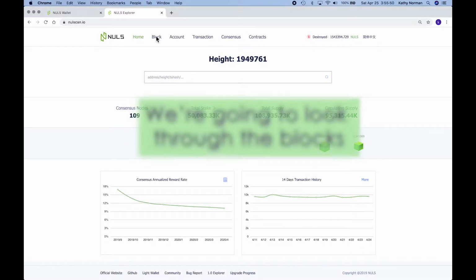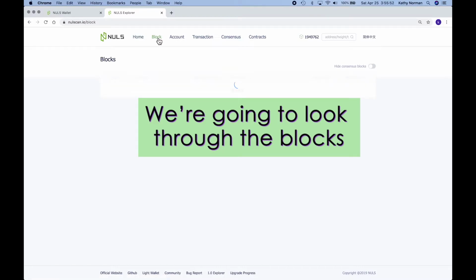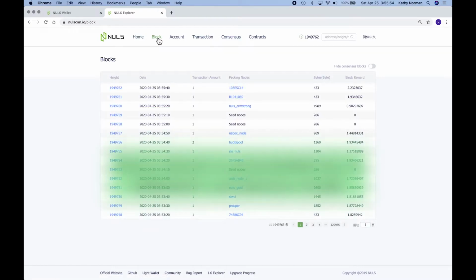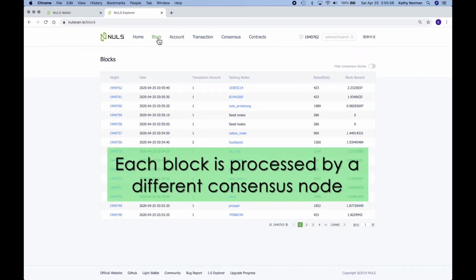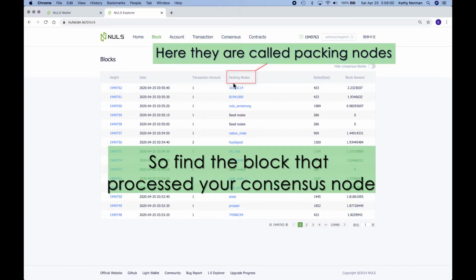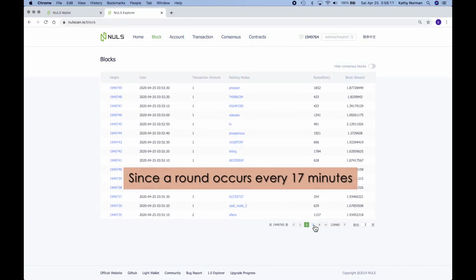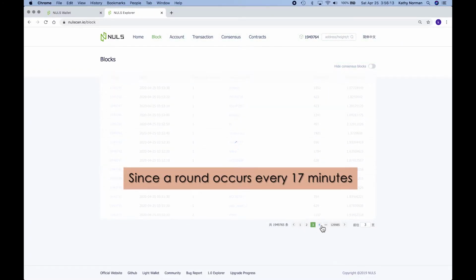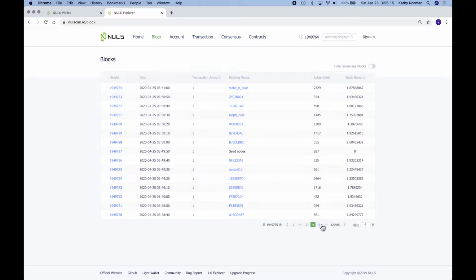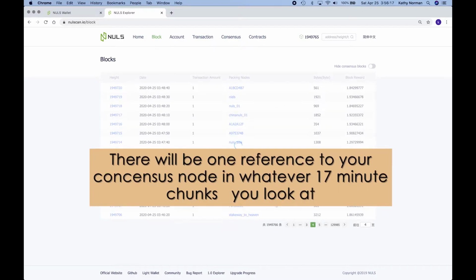Now, what we're going to do is look through the blocks. Each block is processed by a different consensus node. Here they're called packing nodes. So all you need to do is find the block that processed your consensus node. Since the round occurs every 17 minutes, there will be one reference of your consensus node in whatever 17-minute chunks you start to look at.